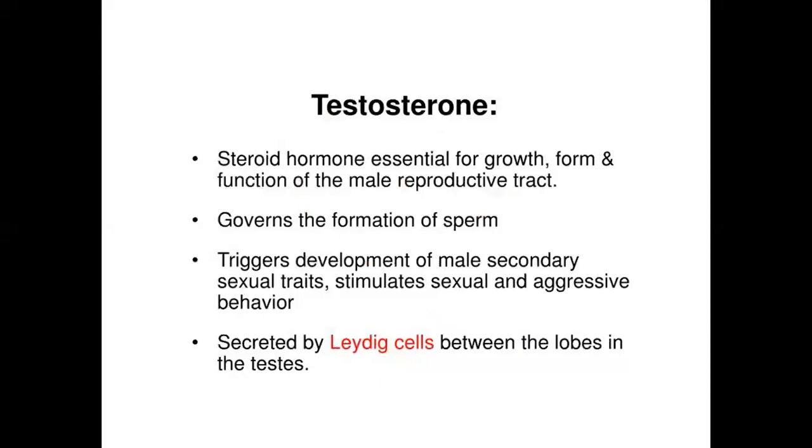Then we have testosterone, that is the male sex hormone. It is essential for the growth, form, and function of the male reproductive tract. Second, it governs the formation of sperm and it helps in the entire development of the sperm. Next, it triggers development of male secondary sexual traits, stimulates sexual and aggressive behavior. The last, it is secreted by the Leydig cells between the lobes in the testes. So Leydig cells are a group of cells where the testosterone hormone is produced.